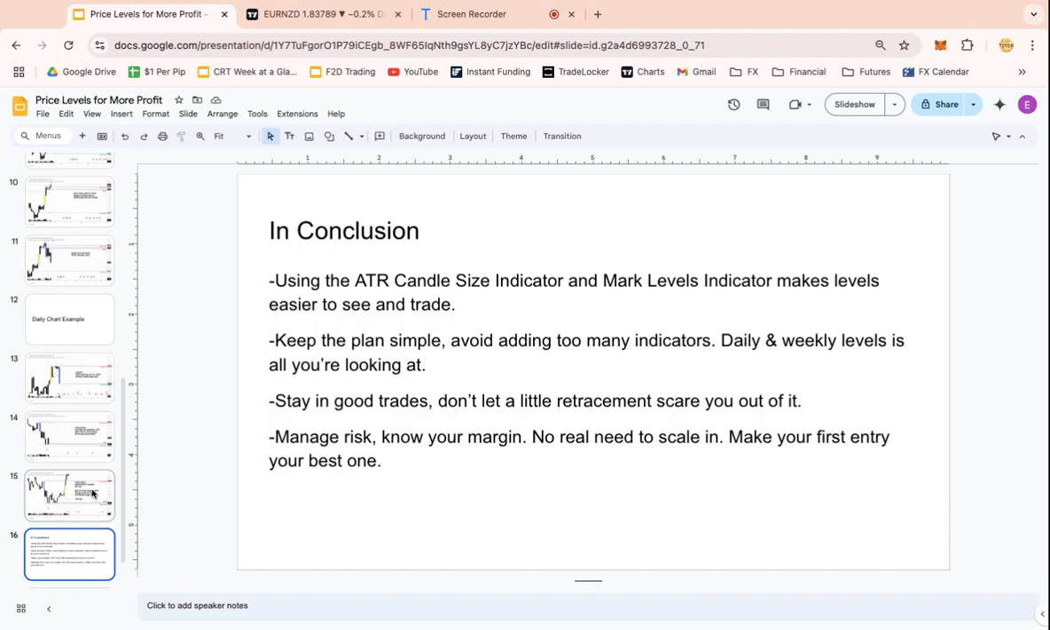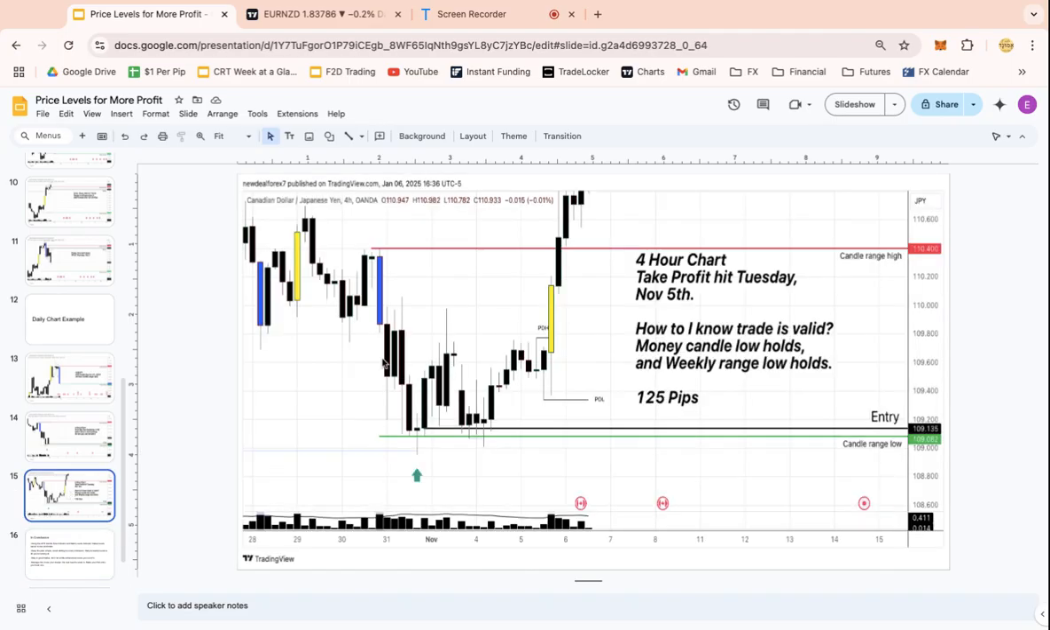And yeah, make your first entry your best one, because the thing is, when you scale in, let's say if you scale in right here on this leg, and then this comes back, depending on your margin, you might blow your account on this retrace. So I like just taking one entry, and if I get one entry worth $5 a pip, and I get 100 pips, that's 500 bucks. I can live with that. All right, but it's got to start somewhere.